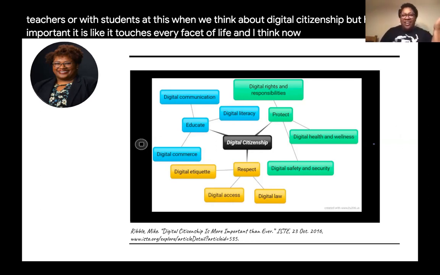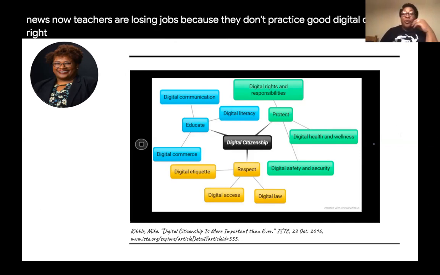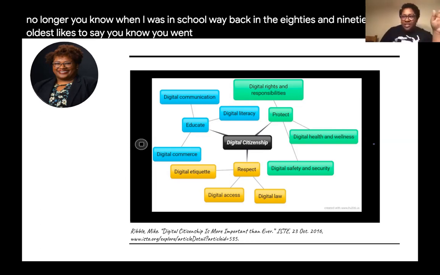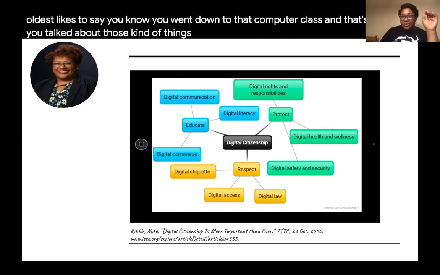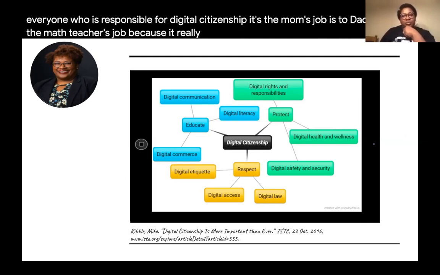And I like to tell them, in the news now, teachers are losing jobs because they don't practice good digital citizenship, right? People are unemployed. Their lives are being altered because they don't practice digital citizenship. When I was in school way back in the 80s and 90s, as my oldest likes to say, you went down to that computer class and that's when you talked about those kinds of things. But everyone's the computer teacher. Everyone is responsible for digital citizenship. It's the mom's job. It's the dad's job. It's the math teacher's job, because it really touches every facet of our lives.